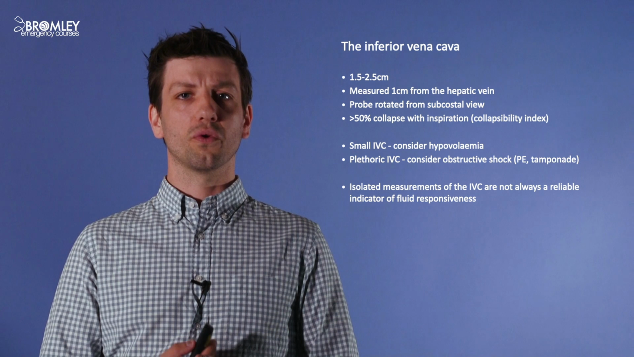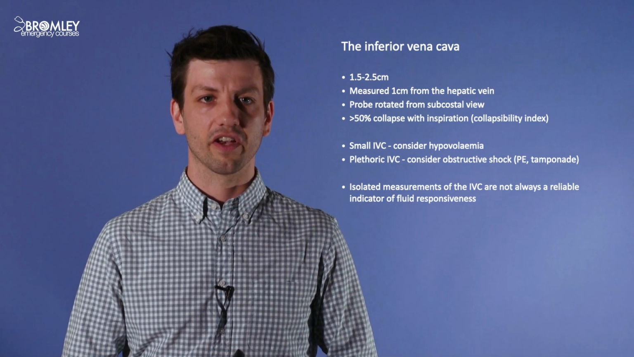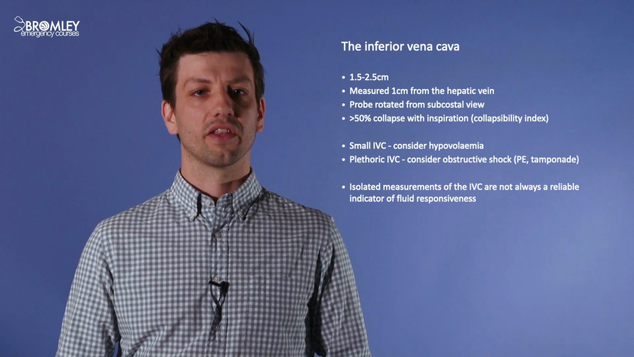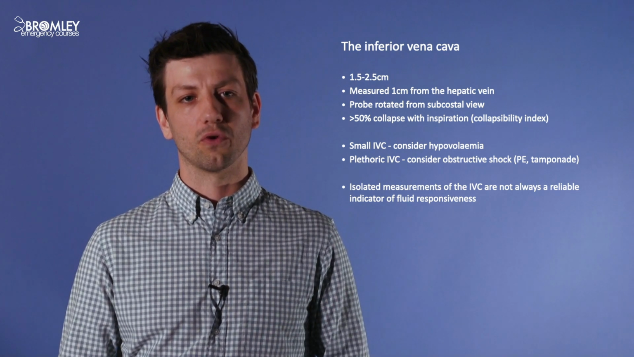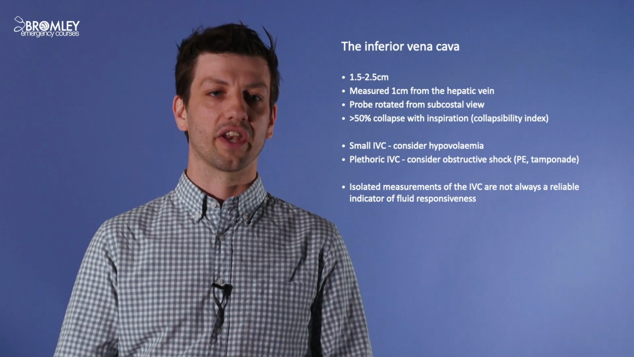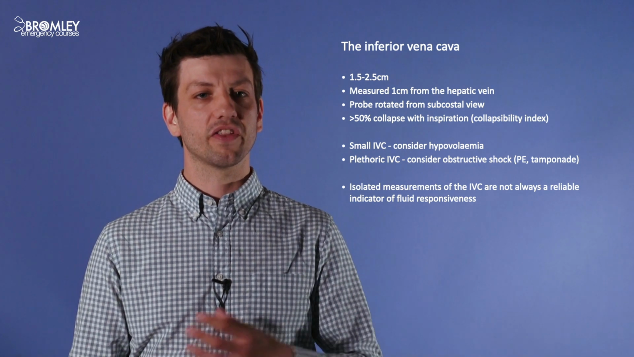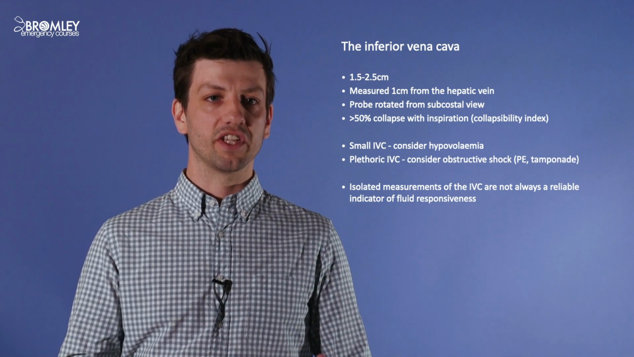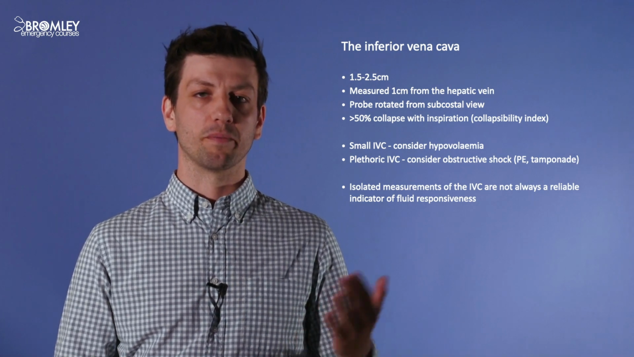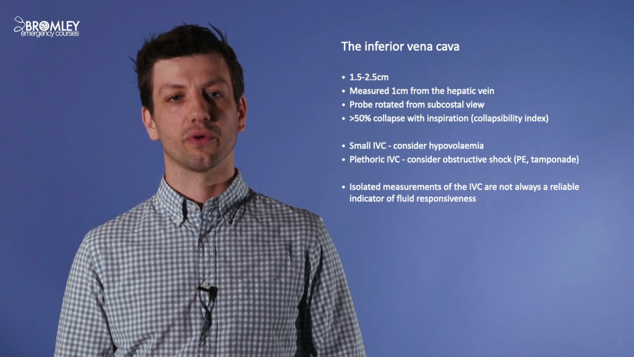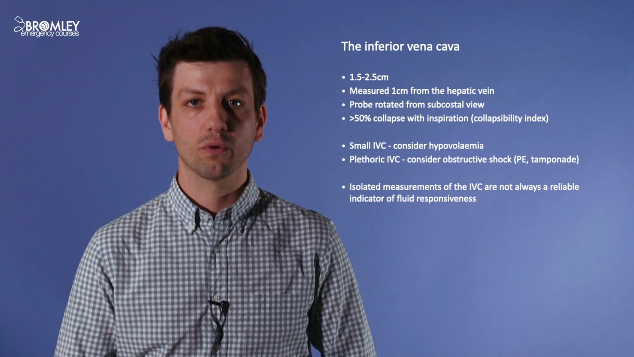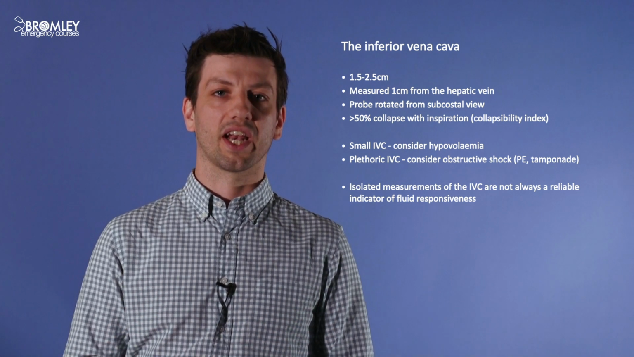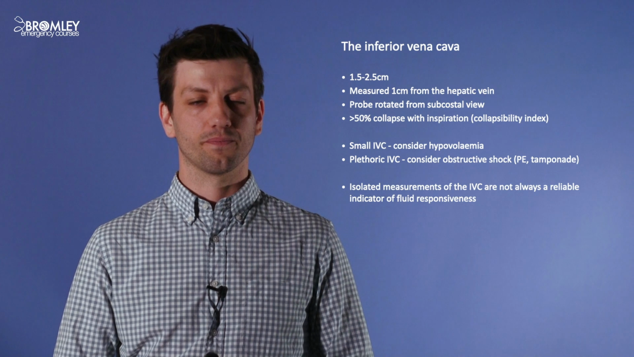So we're going to finish off talking about the inferior vena cava, the IVC. We've spoken about how we get to the IVC from that subcostal view before, but we're going to talk about that again on the next slide. We measure the diameter of the IVC, and roughly speaking, the normal diameter should be between 1.5 centimeters and 2.5 centimeters. We also know that the IVC collapses with inspiration, and it should normally collapse more than 50%.